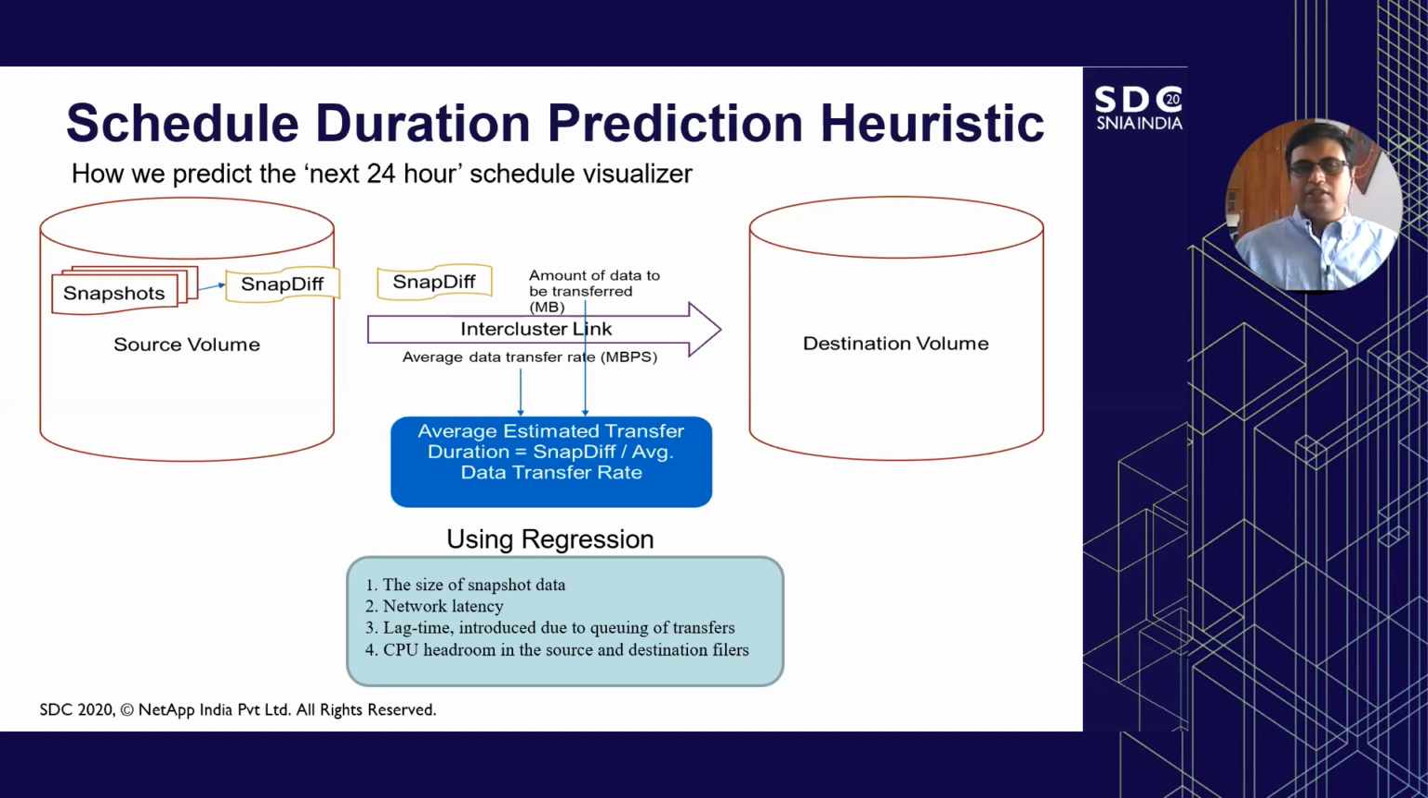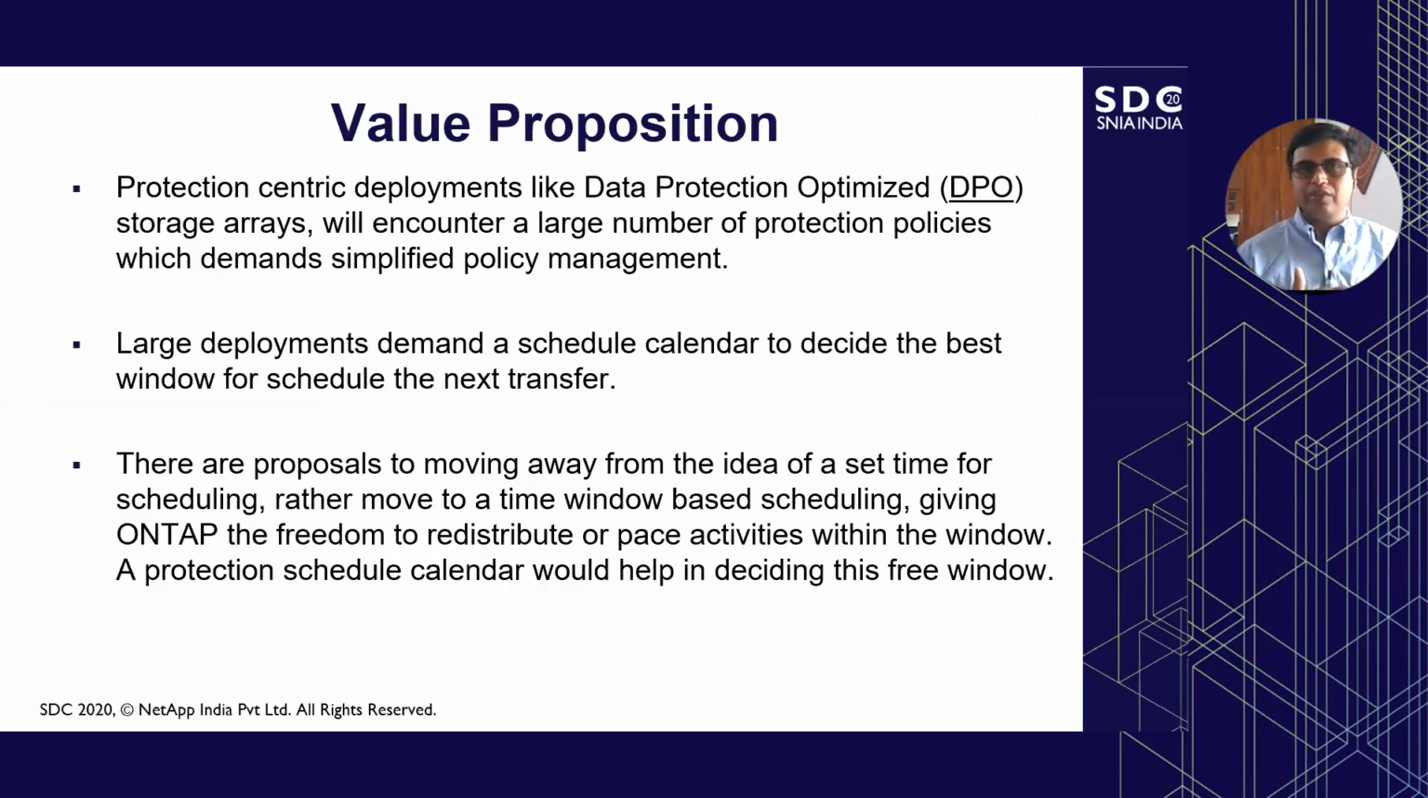So this was how we tried to introduce some smartness into this workflow and help the user make these two decisions. We have these data protection optimized setups which are purely created for data protection, which have thousands of relationships flowing into one particular cluster, which is going to be the destination, placed in different geographies. In such scenarios, we see that such solutions are going to work out really well to ease the life of the storage admins.